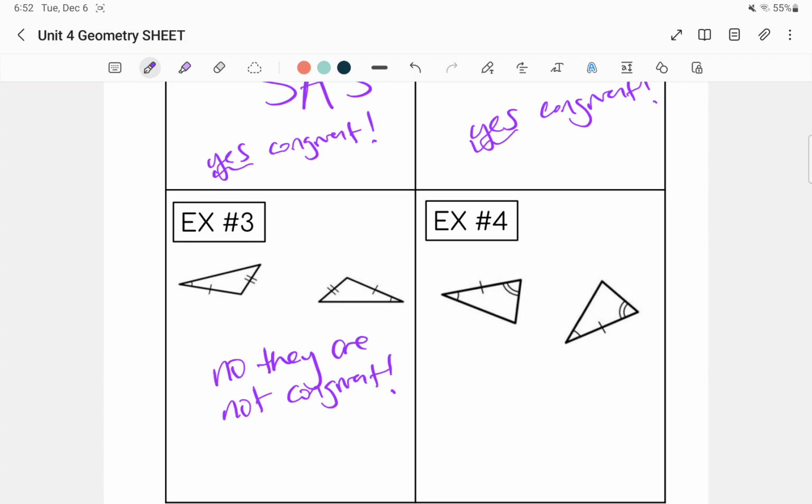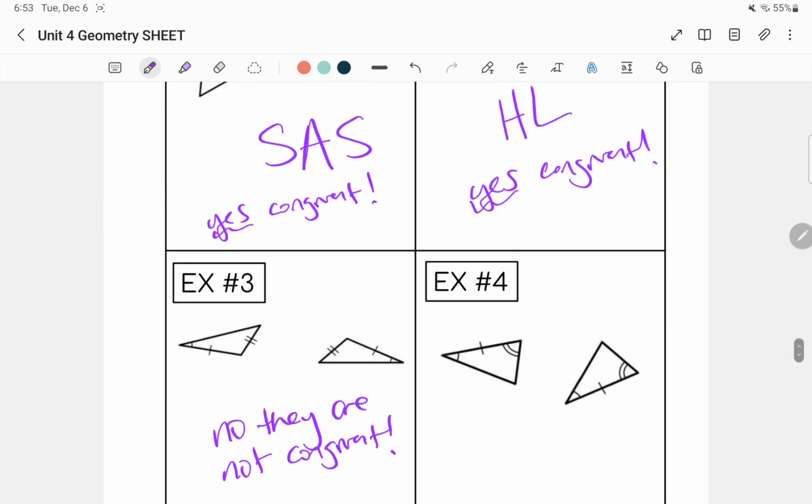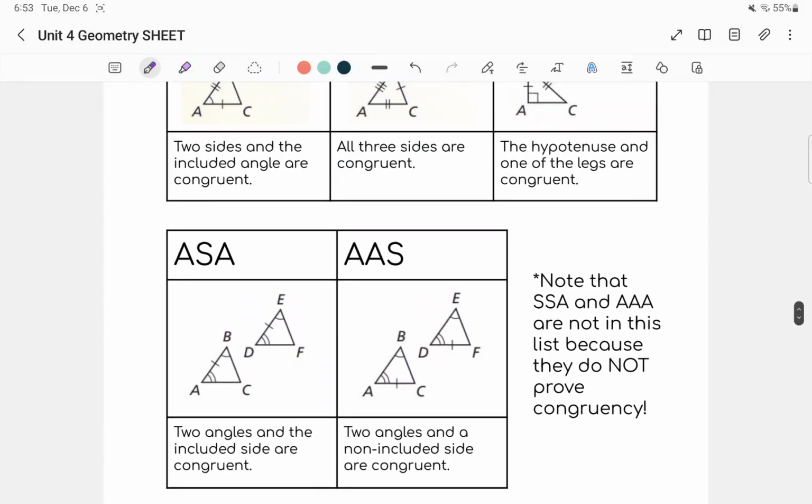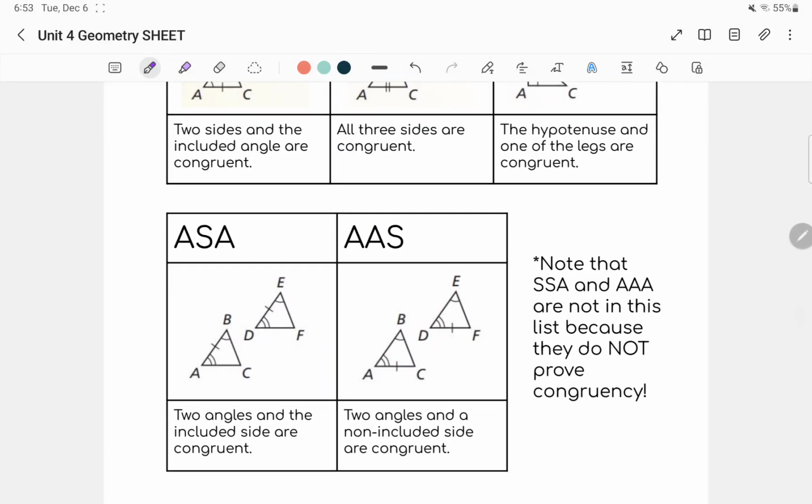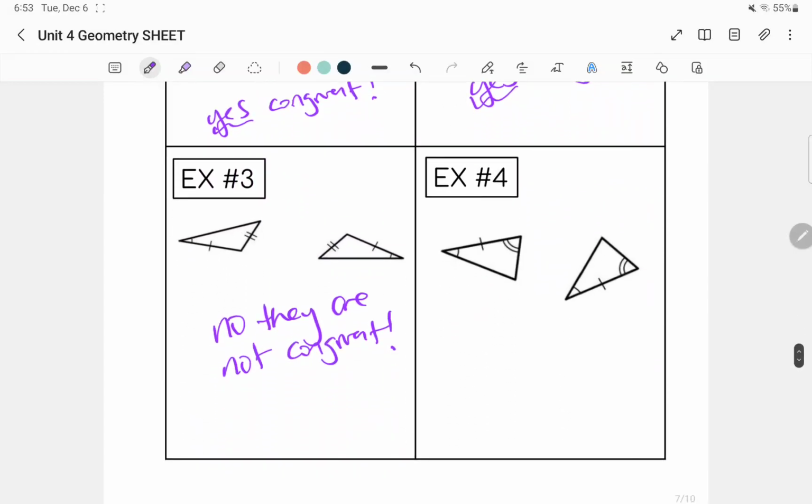And so our last, example number 4, we have an angle, a side, and an angle. So look at that. Angle, side, angle. Does that prove congruency? Yes, it does. Angle, side, angle: two angles and the included side are congruent. So angle, side, angle.